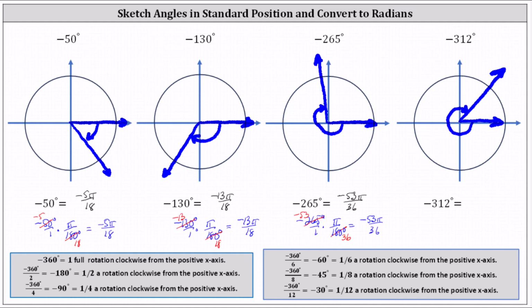And now we convert to radians. Degrees simplify out. The greatest common factor between negative 312 and 180 is 12. 180 divided by 12 is 15. Negative 312 divided by 12 is negative 26. Negative 312 degrees equals negative 26 pi divided by 15 radians.